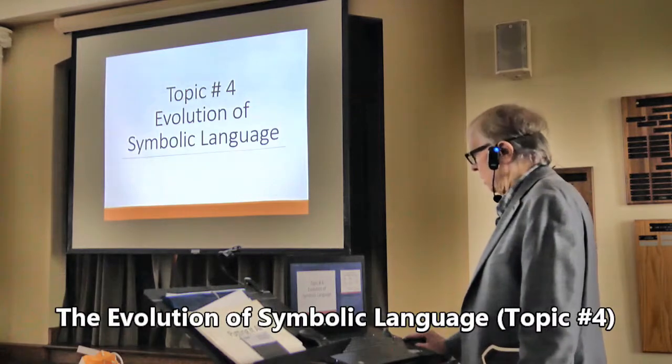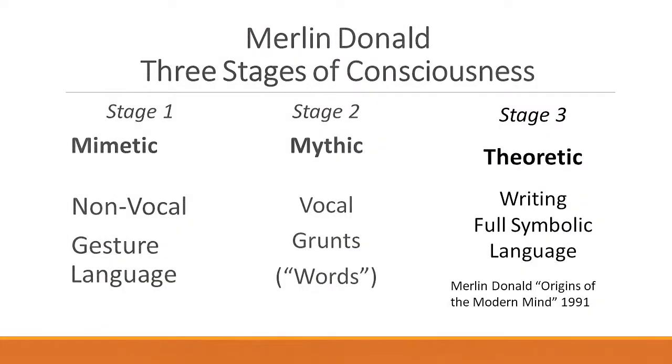The evolution of symbolic language. There's 3 stages. The left stage is really gestures. It's non-vocal. The middle stage is grunts. It's vocal. And then the full symbolic language at the right.